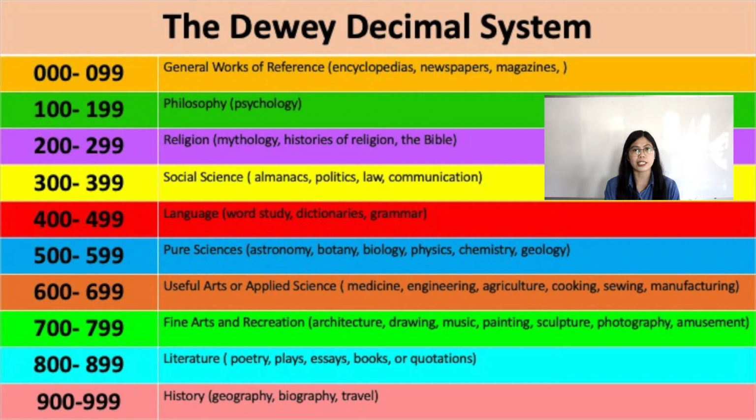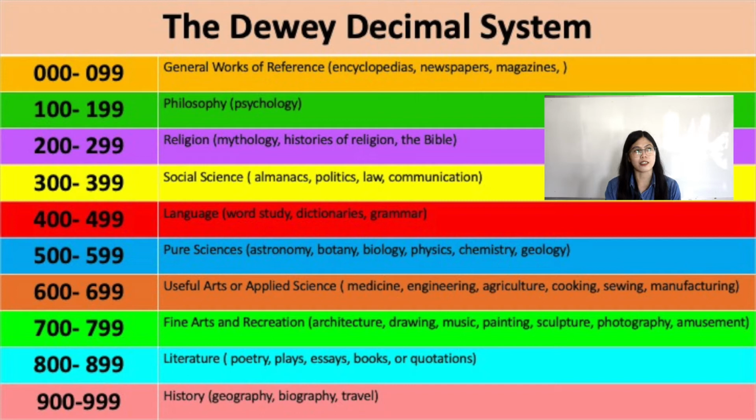The next class is the social science class. If you want to know books about politics, or if you want almanacs, law, and communication, you can find them in this class. If you want to look for the Philippine Constitution book, you can find it here. Next, we have the language class. Everything about grammar is located here.